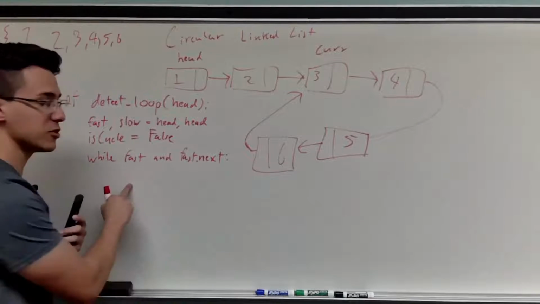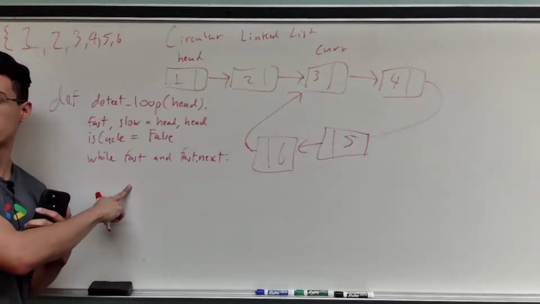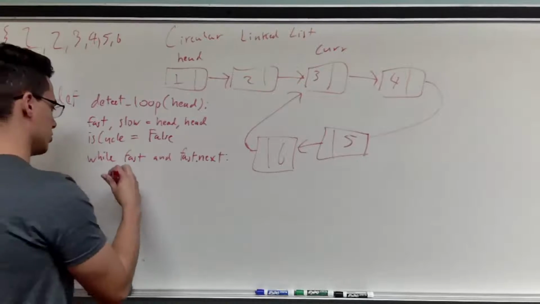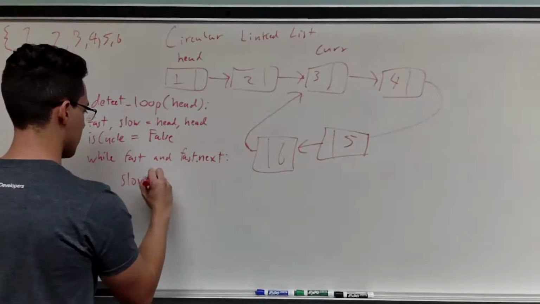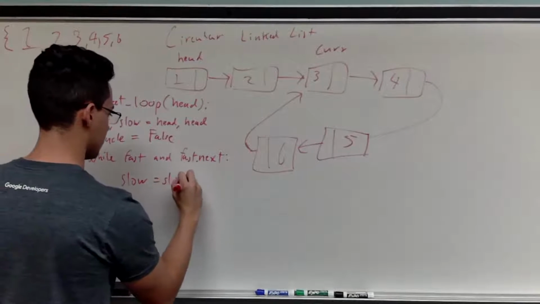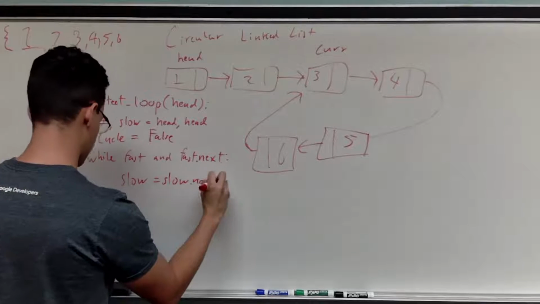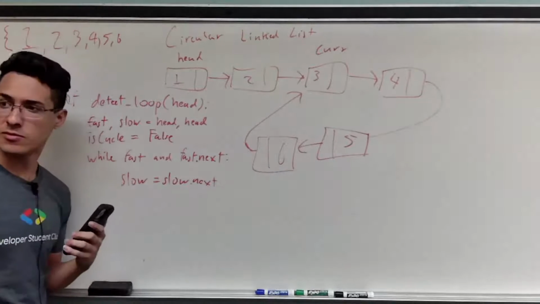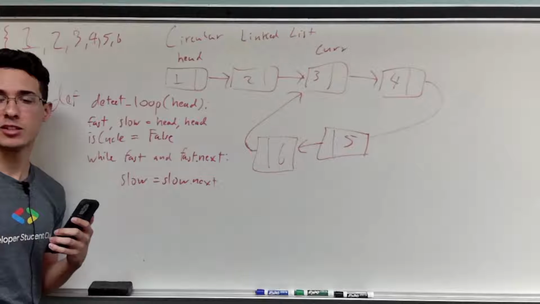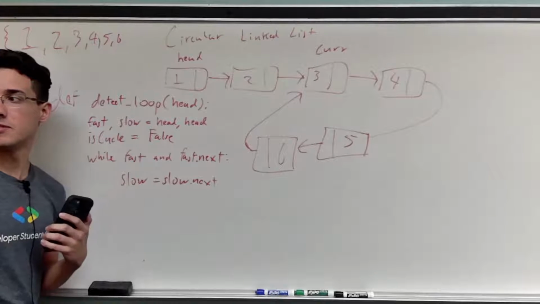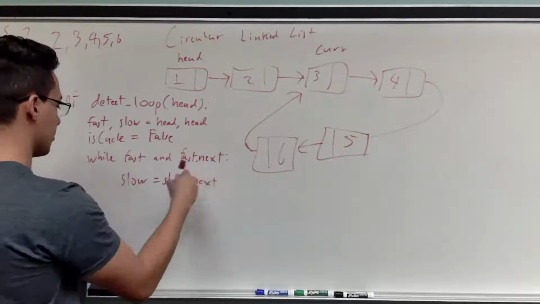Actually, what is it? Slow equals what? Slow.next. So slow equals slow.next, and that moves it up by 1 node. And what about fast? Fast equals what? I just said it. Fast.next. Yeah, exactly. That's this check.